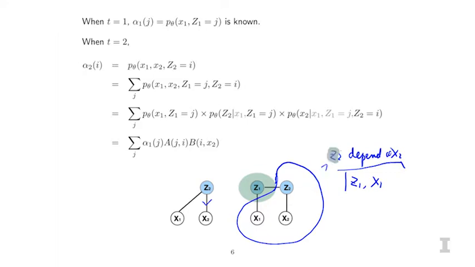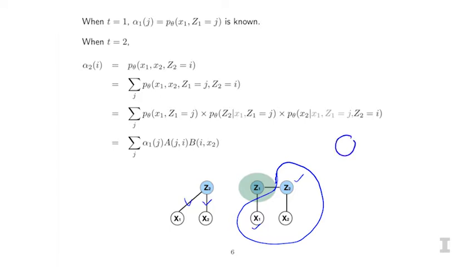And next, we are also going to add some edges in the new graph. For example, x1 and z2 in the original graph are independent, because given z1, x1 and z2 are independent. But now in the new graph, because we remove z1, x1 and z2 will become dependent, even conditioning on x2. So we have to add an edge between x1 and z2.